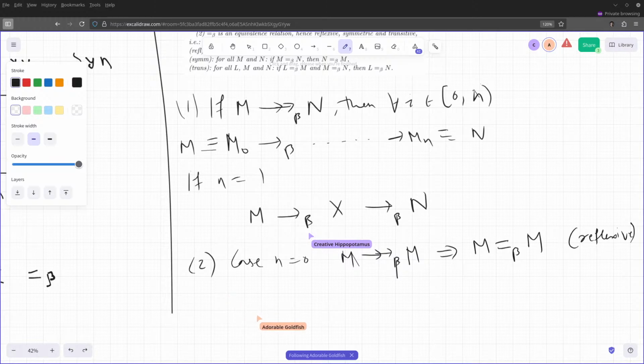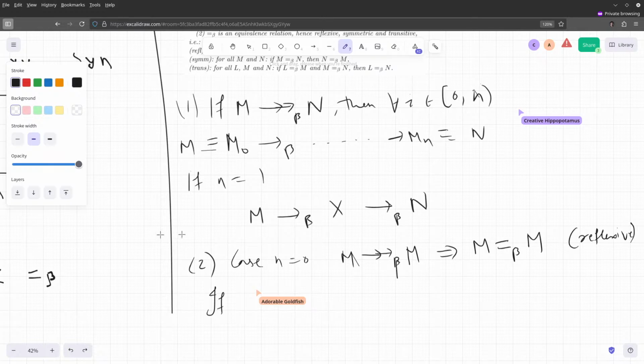Yeah, for the symmetric property, we need to check, right? We need to see if M is beta equal to N, then N is also beta equal to M. That's why this is an equality, right? The equality holds in both orders. If you change the order, it still holds. And this is easy, right?